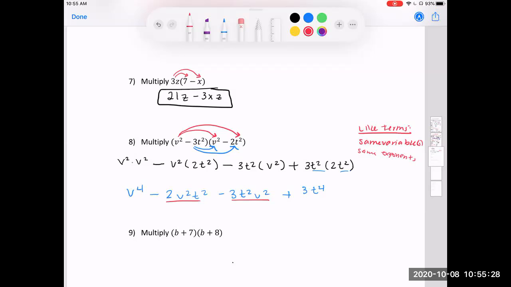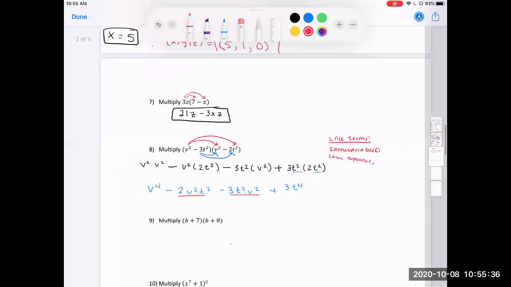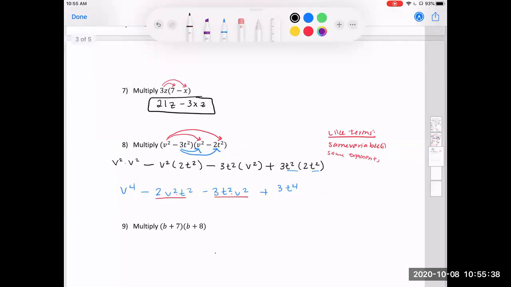if we were to switch the order, that would be the same, right? Multiplication has no order. That's why we can consider them to be like terms. So our final answer would be v squared, and then negative 2 minus 3 minus 5 v squared t squared plus 3t to the fourth.